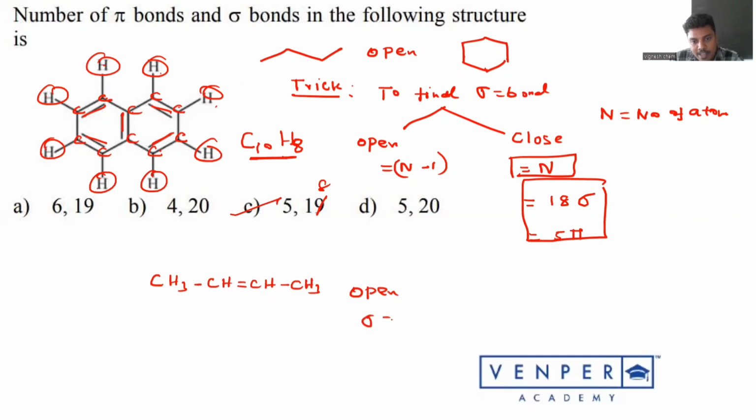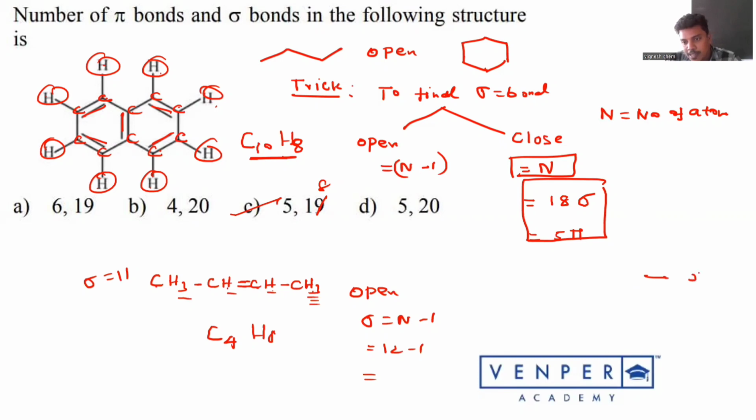What is the sigma bond formula? N minus 1. What is the carbon count? 1, 2, 3, 4, 4 carbons. Hydrogens: 1, 2, 3, 4, 5, 6, 7, 8. Okay, 8 hydrogens, right? 8 plus 4 is 12, and 12 minus 1 is 11. Therefore, this molecule contains 11 sigma bonds. How many pi bonds? 1 pi bond, right?